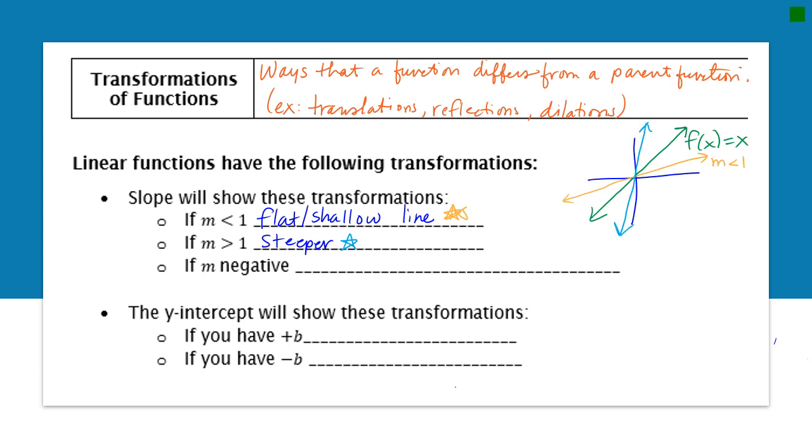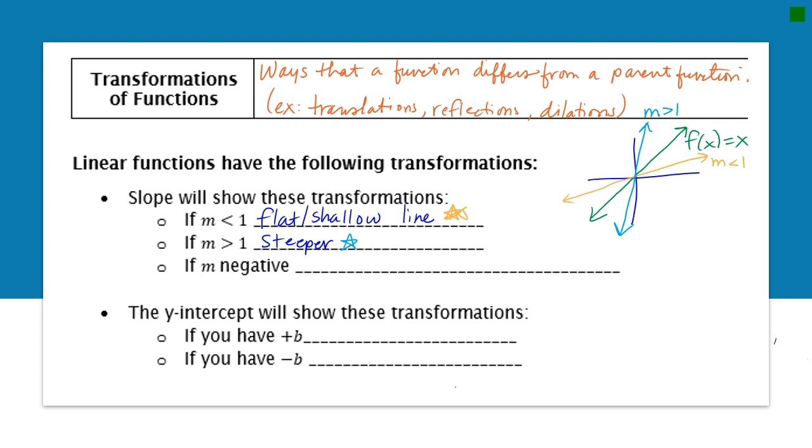So if you could imagine yourself walking on a line, if you were walking on the yellow line, it would not be so hard. It's almost like flat ground. If you were walking on the light blue line, it would be really hard to climb up because it would be so steep. If m is negative, what it's going to do is take the green line and make it a decreasing line.